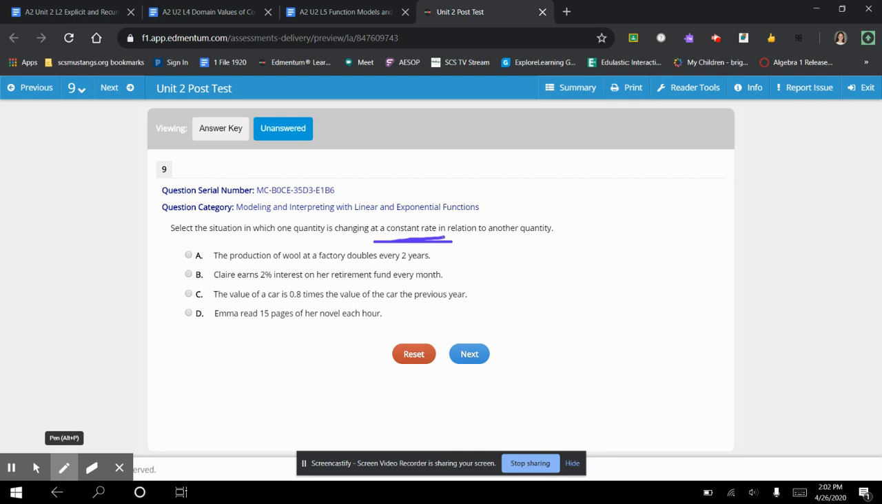If you're looking for more information on this, this is a lesson 1 question. The words that you're going to want to be focusing on out of each of those options: doubles every year, earns 2% interest, 8 times the value, 15 pages each hour. So those are the big phrases you're going to focus on in each of those answers to help you pick what is going to be a constant rate.